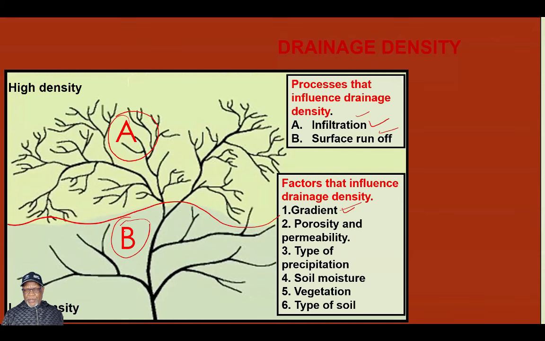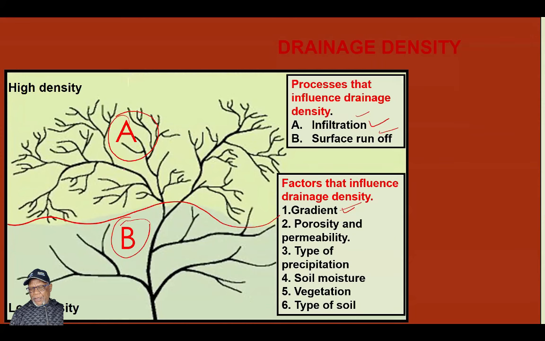And then soil moisture. What does it mean, soil moisture? It means at A, the soil is saturated. And because the soil is saturated, what do we mean by saturated? The soil is full of moisture. And therefore, there's going to be less infiltration, but there's going to be more surface runoff. That is why A has higher density than B.